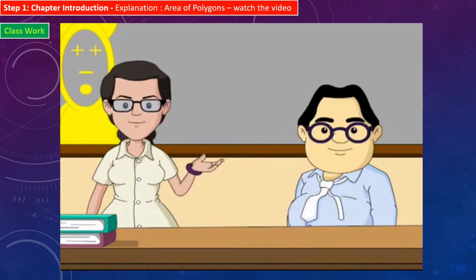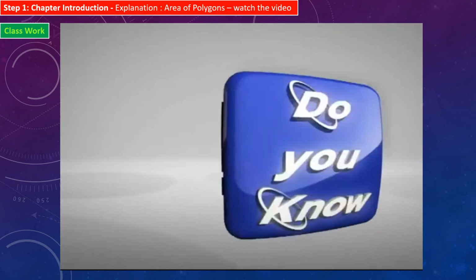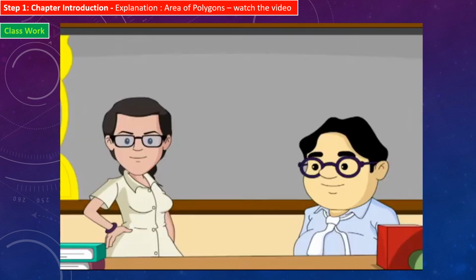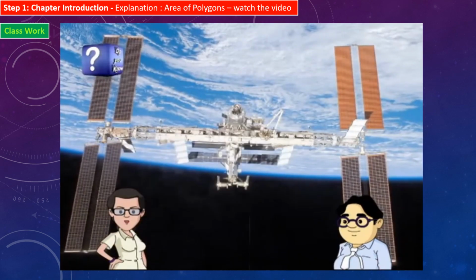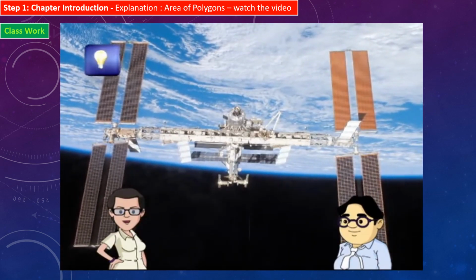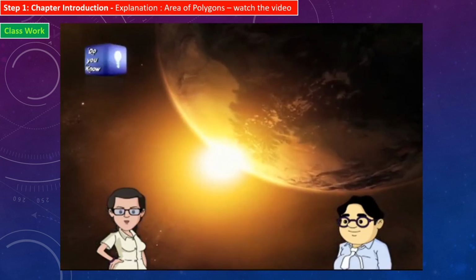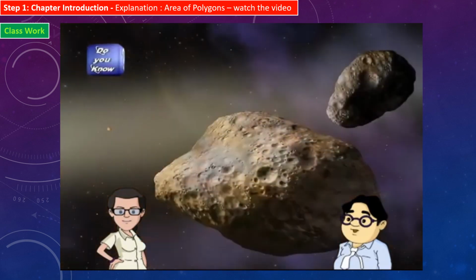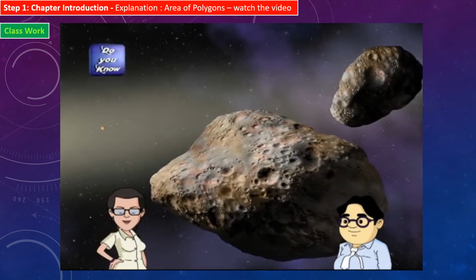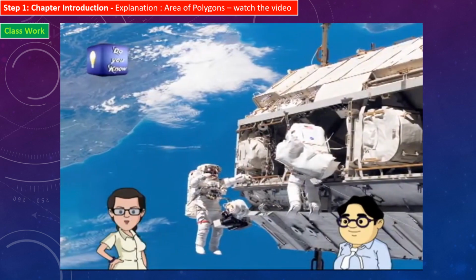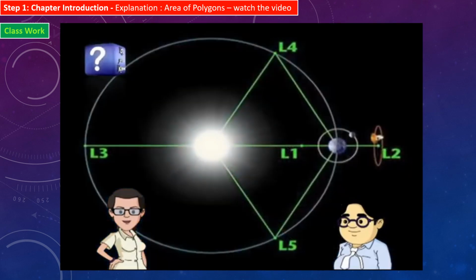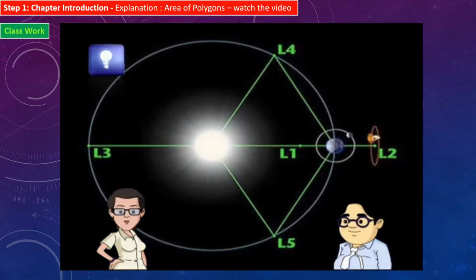Anyways, as we are discussing polygons, let me tell you about the existence of regular trigons in space in the Do You Know section. Mathematicians doing space calculations discovered that if two bodies, such as the Sun and the Earth, are orbiting one another, there exist certain points in space where a smaller body, such as an asteroid or a space station, will remain in a stable orbit. They named these points as Lagrangian points.